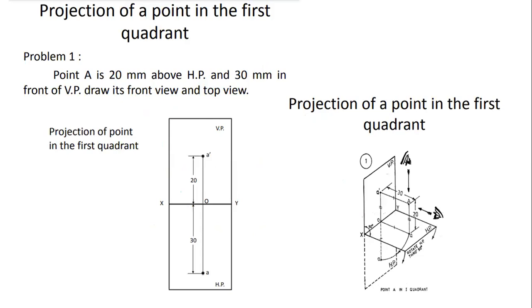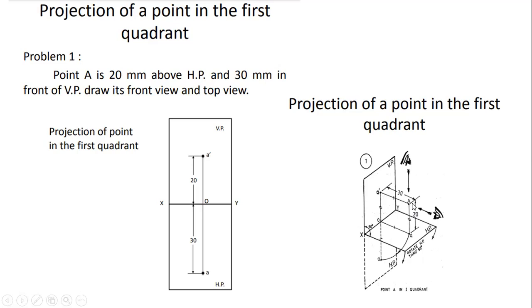Now we will go to the simple problem. Consider a point which is positioned in the first quadrant. It is named as A, capital letter A. The point A is located at a height of 20 mm above the horizontal plane, and 30 mm in front of the vertical plane. So in this problem, we need to draw the front view and top view with reference to the first quadrant.